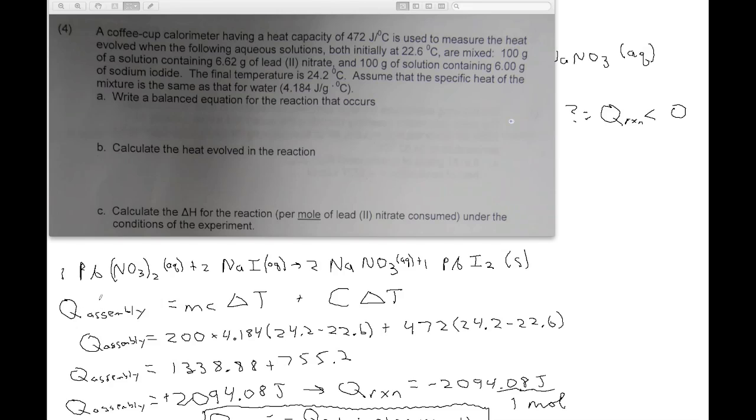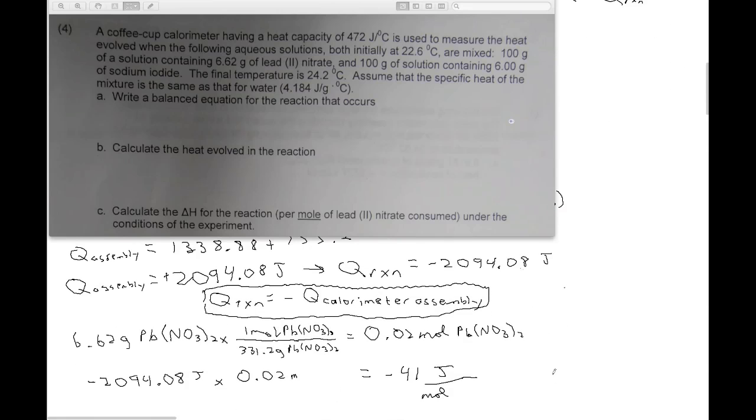So let's review that one more time. What are the units for Q in this equation? Q is just joules. Just joules. So what would be the units for this number that you got? Q for the reaction was negative 2094.08 what? Joules. Just joules, not joules per mole. It's true that sometimes we express the heat of a reaction in joules per mole, but this is not the appropriate number to use for that. This number was just in joules.